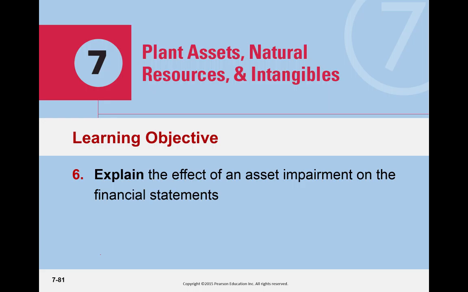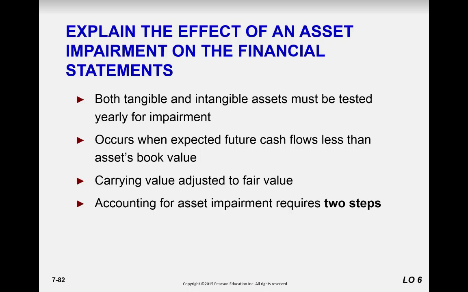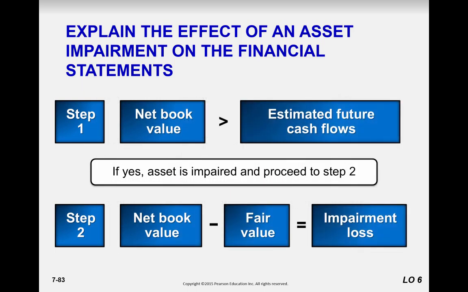We are going to start by explaining what an asset impairment is and the effect it has on the financial statements. So assets, both tangible and intangible, must be tested for impairment. This occurs when what is expected as future cash flows is going to be less than the book value. Remember, the book value is our cost minus our accumulated depreciation. So if we expect our asset to have a lesser value than that, then we have to make sure that it is adjusted. And the way we account for this impairment is in two steps.